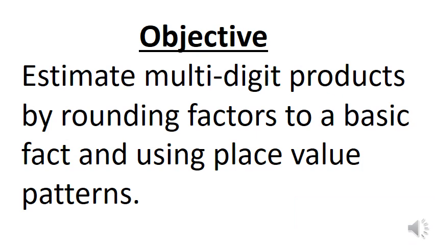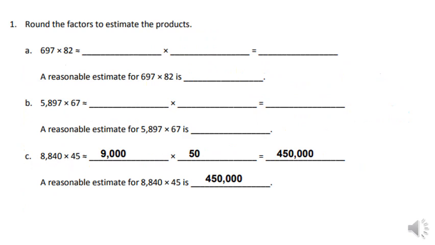Okay, in lesson 2 of mod 2, our objective is to estimate multi-digit products by rounding factors to a basic fact and using place value patterns. Now, we're going to be using estimation a lot this year in order to verify our answers are correct. A lot of times you can avoid real small mistakes just by doing an estimation first and then solving the problem. Let's start with number 1.